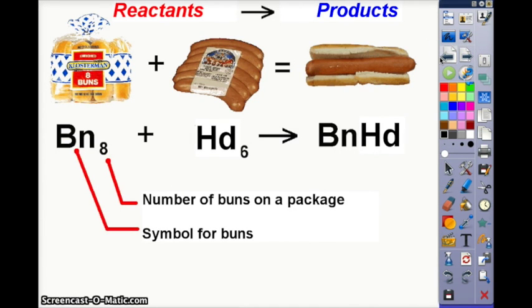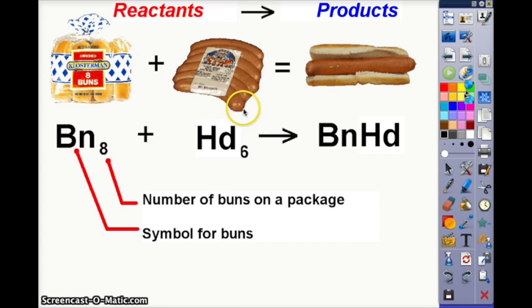So just to explain this a little bit easier, we're going to talk about making hot dogs. When you go to the store and buy hot dogs, you're always going to buy buns separate from the hot dogs, and together they make a hot dog bun combo. The left side we're going to talk about as the reactants, the right side as the products. The situation we have here is that buns come in a pack of 8, and hot dogs come in a pack of 6.